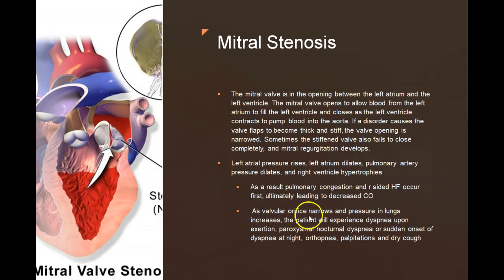As the valve orifice narrows and the pressure in the lungs increases, the patient's going to experience, as we talked about a little bit today, a lot of different respiratory issues. They're going to have shortness of breath upon exertion. They're going to have paroxysmal nocturnal dyspnea, which is another term for sudden onset of shortness of breath at night. They'll have shortness of breath when laying flat. They won't be able to lay flat at all, or orthopnea. And they'll have palpitations and a dry cough. Those are all some of the classic signs and symptoms of mitral stenosis.